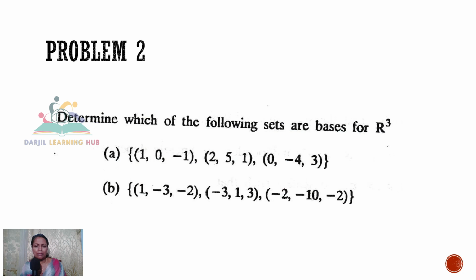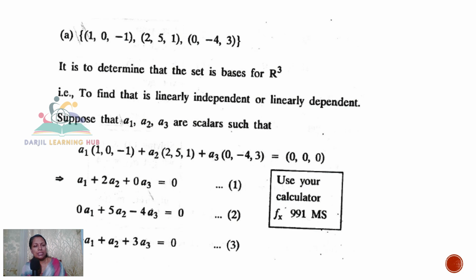Now the next problem: determine which of the following sets are bases for R power 3. Let us check whether it is a linear combination or whether it generates a span. If so, we can say these are bases. We shall see one by one. See the first problem, (1, 0, minus 1), (2, 5, 1), (0, minus 4, 3). This is the question which is given. All the elements are taken in R power 3, so we choose elements with 3 components each, a, b, c, to find whether they are linearly independent or linearly dependent. If linearly independent, we can talk about the basis.